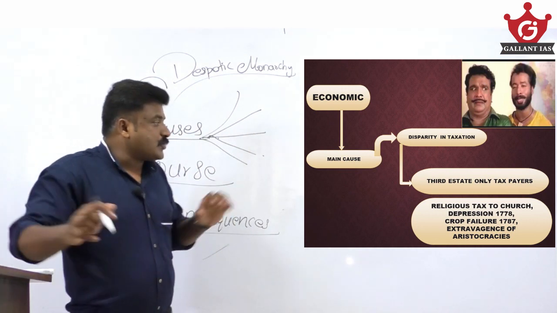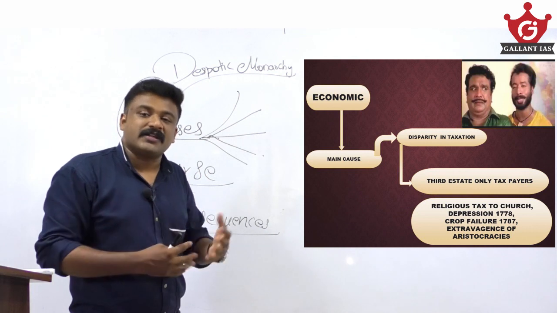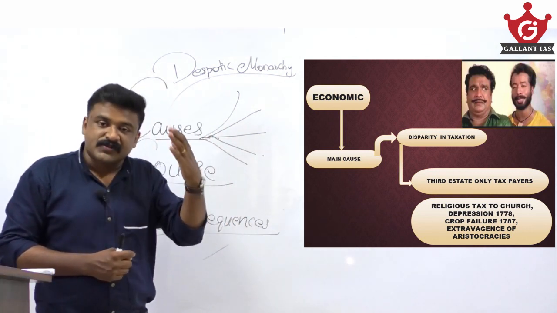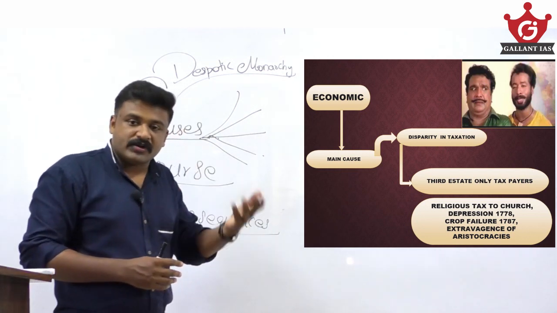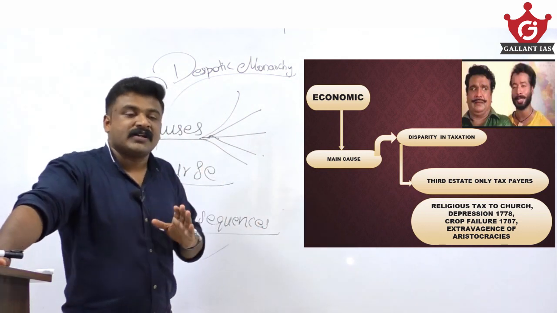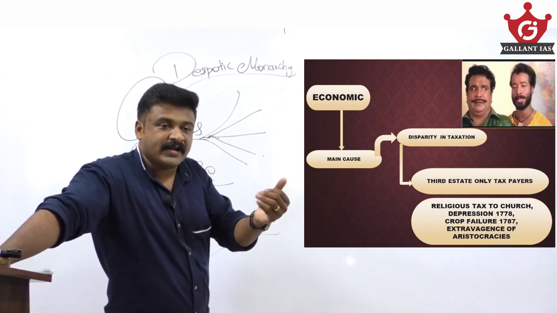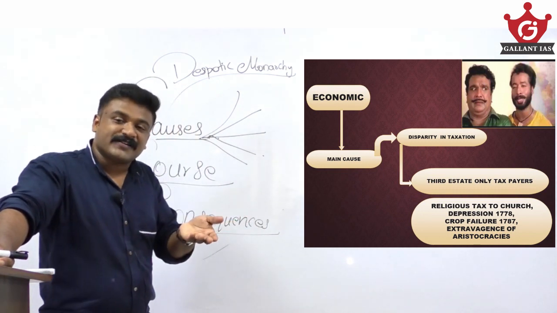Now, economic causes, one of the major causes, economic disparity. Disparity in the taxes. You see, French society had first estate, second estate, third estate, three estate divisions, which we already studied in our class. Out of which only the third estate, the farmers, artisans, landless labor, or the middle classes, were supposed to pay taxes.